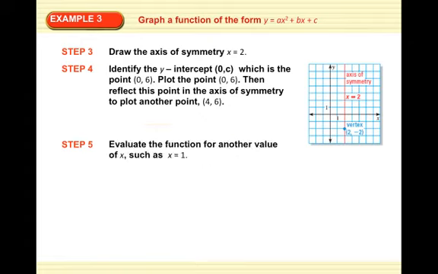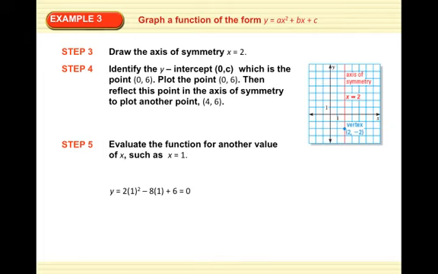We've got 3. So what we're going to do is evaluate the function for another value of x. Well, let's see. We haven't used x equals 1 yet, and that's a very convenient value to use. So we're going to use x equals 1. All right, so we need a y value. How are we going to get a y value? The same way we've been doing it. We're going to plug in x equals 1 and generate a y value. So y is going to be 2 times 1 squared minus 8 times 1 plus 6. And let's see, that gives us 2 minus 8 is negative 6, plus 6 is 0.